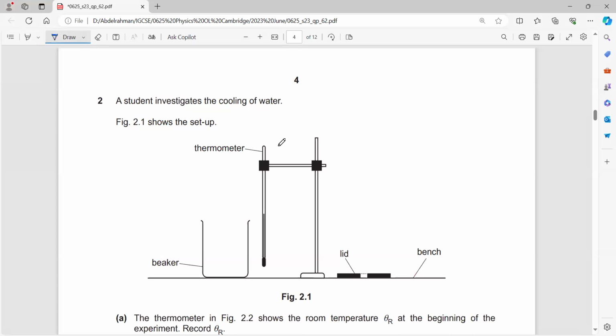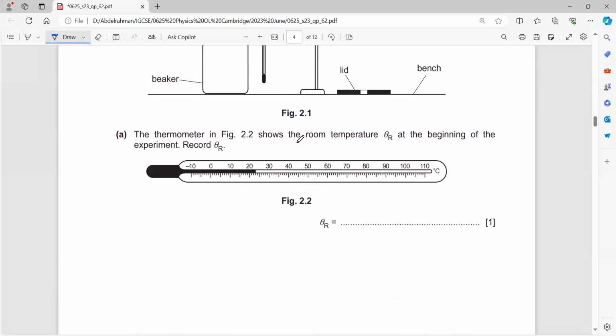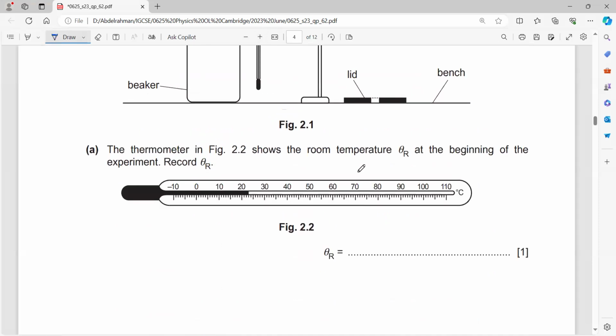I'm investigating the cooling of water. This is the thermometer. What is the room temperature? Come on, what's the room temperature? 23 degrees Celsius.